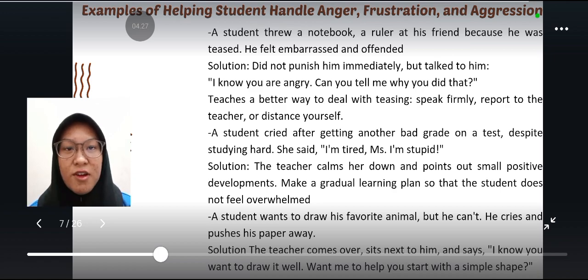A student wants to draw his favorite animal, but he can't. He cries and pushes his paper away. Solution: the teacher comes over, sits next to him, and says, I know you want to draw it well. Want me to help you start with a simple shape?